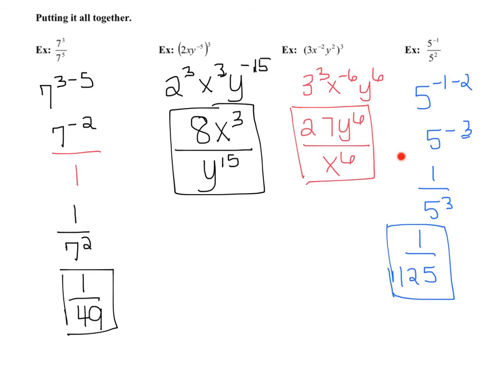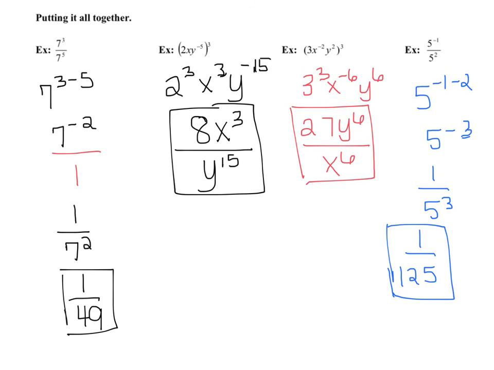This one, there's actually 2 ways to do it, so here's just one of the ways. Because the 5s are dividing each other in the same base, the shortcut says you could subtract the exponents, so you could do negative 1 minus 2. But negative 1 minus 2 is negative 3, and so then 5 would get bumped to the bottom, which would make it 1 over 5 to the third, and 5 to the third is 125.